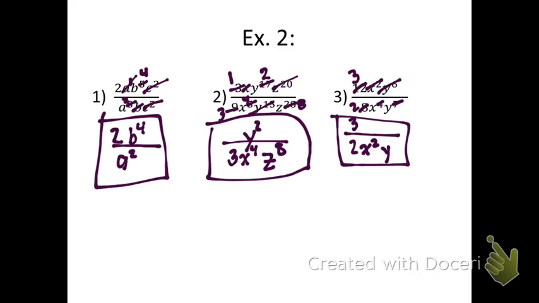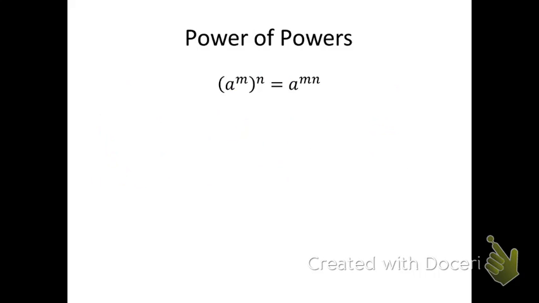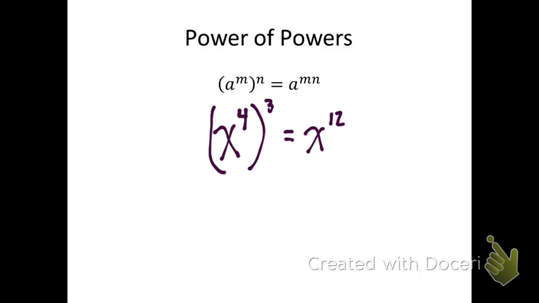Continuing on, powers of powers property. Whenever a power is being raised by another power, you multiply the powers together. So when we have a to the m raised to the n, you multiply m times n. So for example, if you had x to the 4th power, and all of that was raised again to the 3rd power, this is like saying x to the 12th power. Okay? So let's work some problems out.